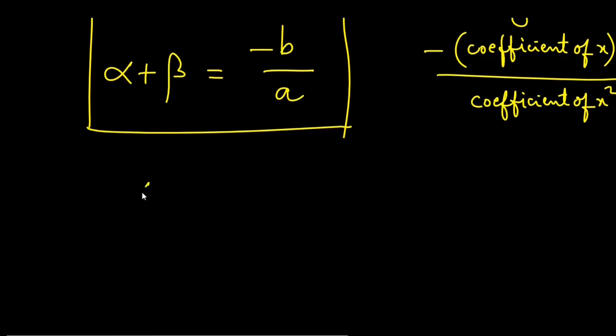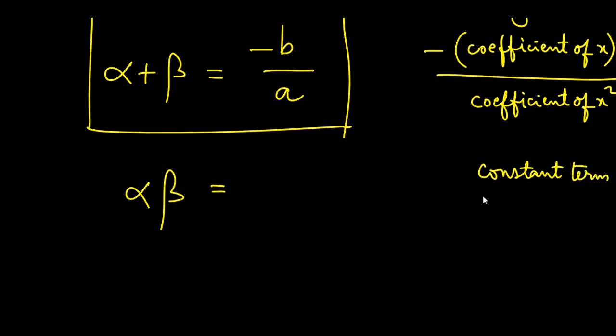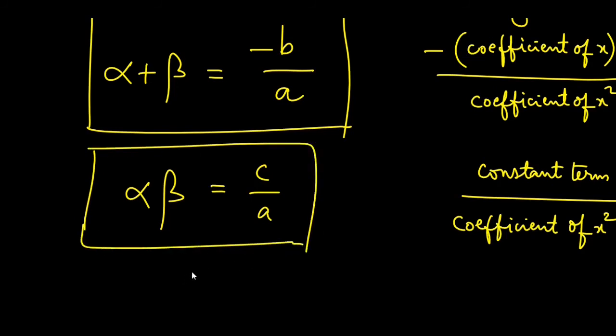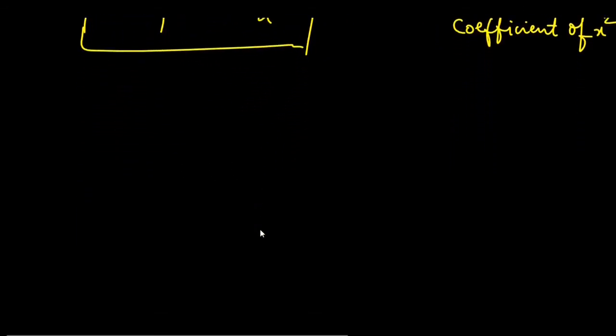Then what is alpha into beta? Product of zeros. It is constant term by coefficient of x square. So this is c by a. Alpha into beta is c by a. Alpha plus beta is minus b by a. Alpha into beta is c by a. Now let us take some examples and check whether this relation holds good.